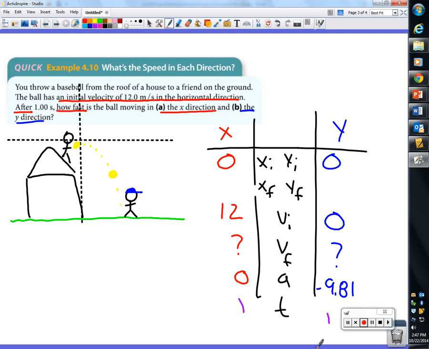Okay? What did we say has to be true about the initial velocity horizontal and the final velocity horizontal? They have to be equal. Why? Because what's the acceleration on the horizontal axis? And if acceleration is 0, what's true about the velocity? It's constant. So this has to be 12 meters per second.